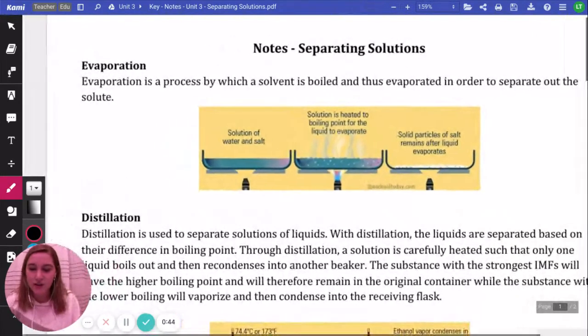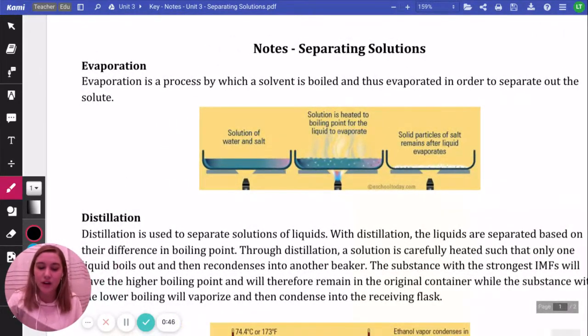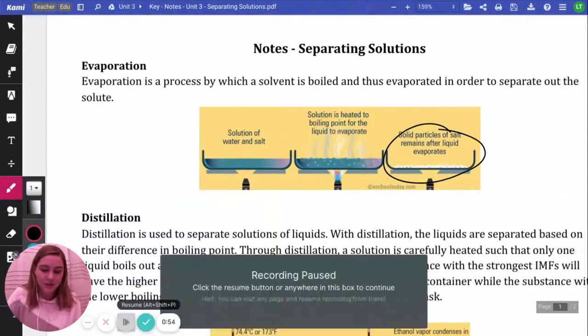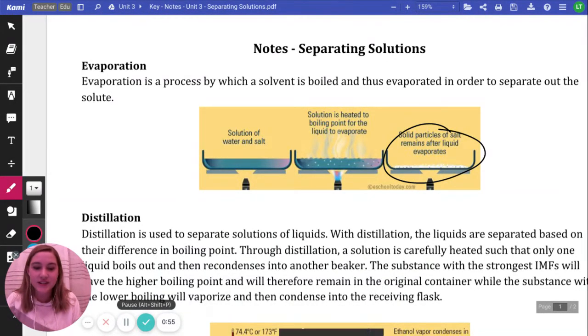So then there's our picture of what's going on. We have our solution of water and salt. It's heated till it starts to boil. Eventually, all the water boils off, and all that's left is our solid particles. Okay, our next one is distillation.